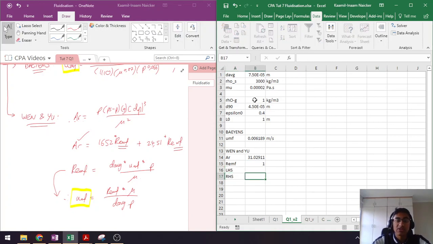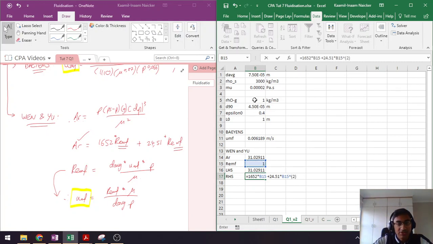So when I'm doing goal-seek, I like to put in the left-hand side and the right-hand side and calculate left and right-hand side, and then I'll show you what I do now. So the left-hand side of this equation is simply equal to the Archimedes number. The right-hand side of this equation is equal to 1652 multiplied by the Reynolds number, plus 24.51 multiplied by the Reynolds number again, and that is squared.